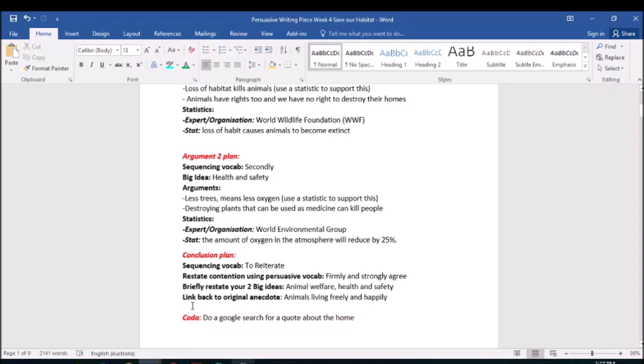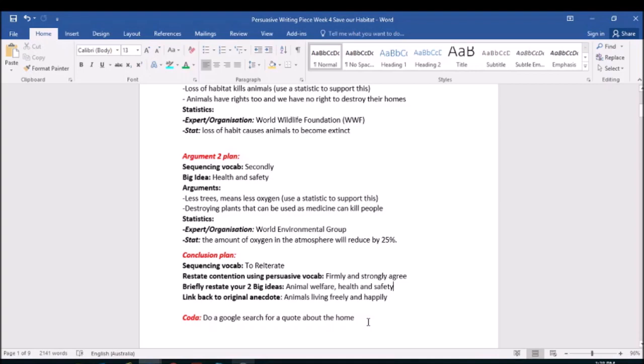And then I'm going to finally link back to my original anecdote, which again will be about animals living freely and happily. And for a coda this week, I recommend that you just do a quick Google search and find a famous quote about home, or just a lovely quote about home. You'll be able to do that pretty easily just through a Google search, and then possibly click on the image tab, and that will come up with a range of lovely quotes that you may choose to use this week.